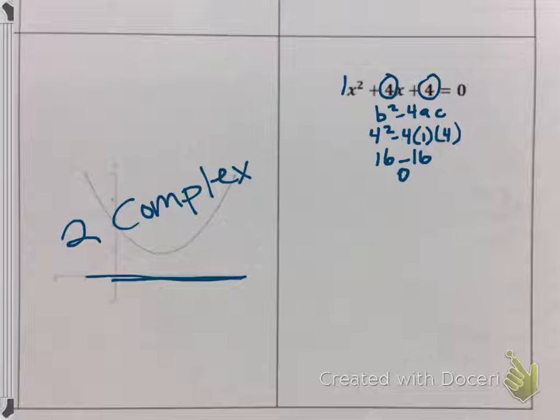And if you go back and look at your chart again, if you find where your b squared minus 4ac is equal to 0, it tells you that you have 2 real solutions, but those real solutions are the same number.